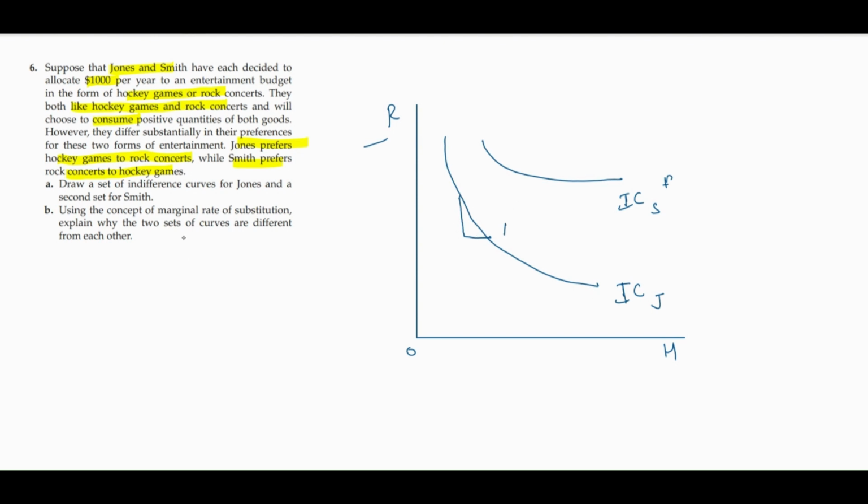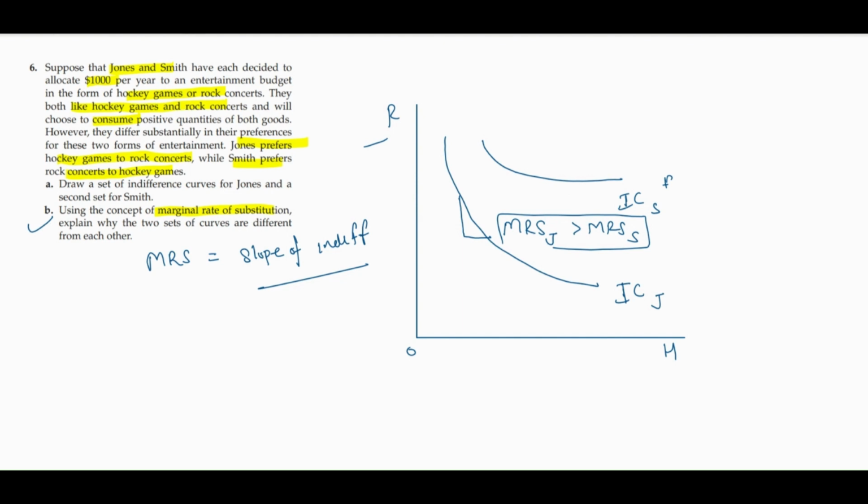Now the second thing, marginal rate of substitution. In the second part, you know that marginal rate of substitution, in short, you can call MRS. MRS represents the slope of the indifference curve. It is the rate at which the consumer is willing to give up some quantity of one good to get another quantity of the other good. So the MRS of Jones is higher than the MRS of Smith. Why? Because, as I have already explained, the slope of Jones's indifference curve will be higher than the slope of Smith's indifference curve.